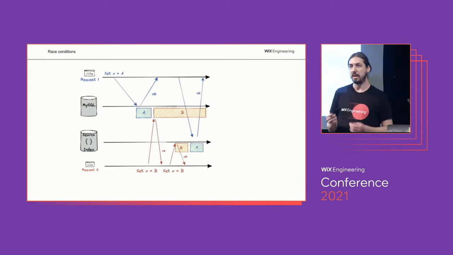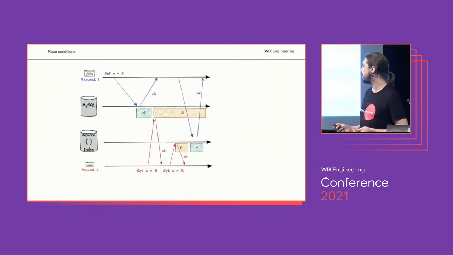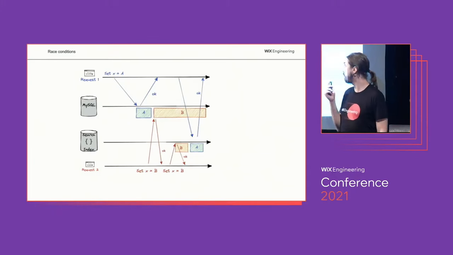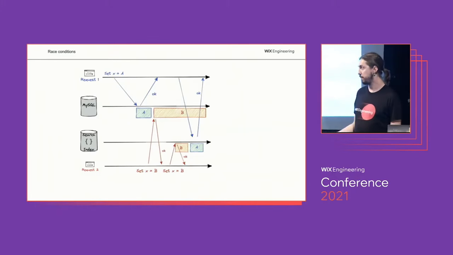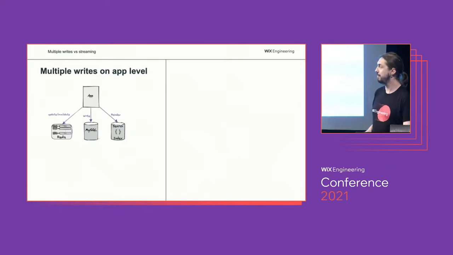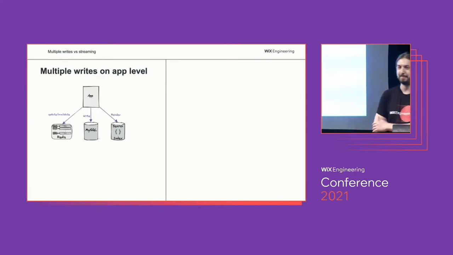This causes a mismatch. So in the search index, eventually we'll have the value of A, but in MySQL, we'll have the value of B, which causes some problems for us, of course. Thanks. So that's very theoretical, but it could happen. Yeah, OK. So let's think about that.